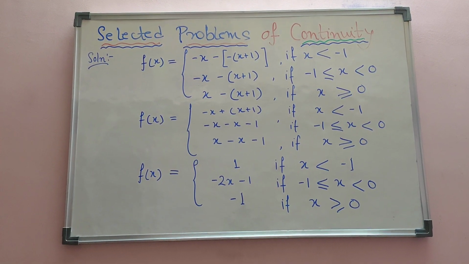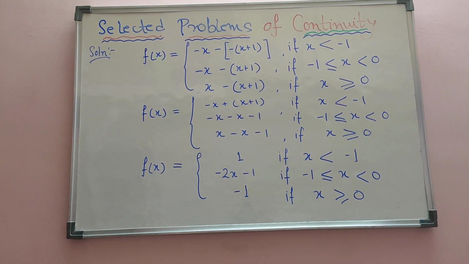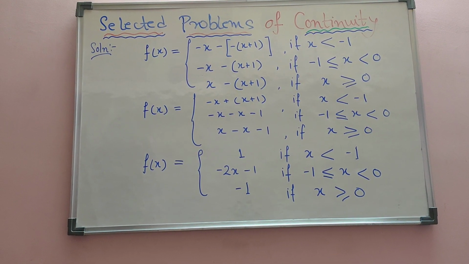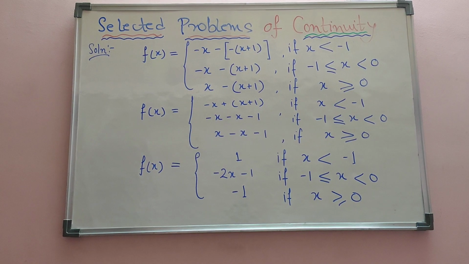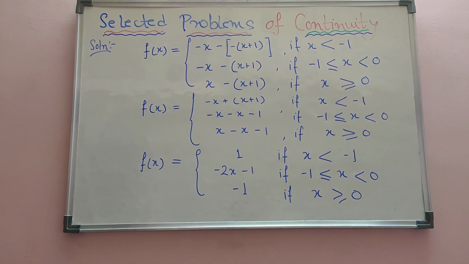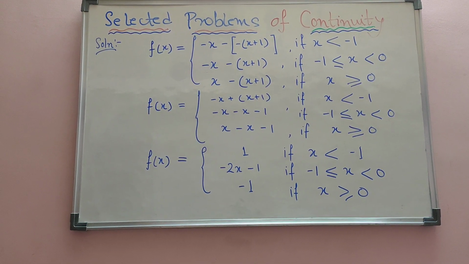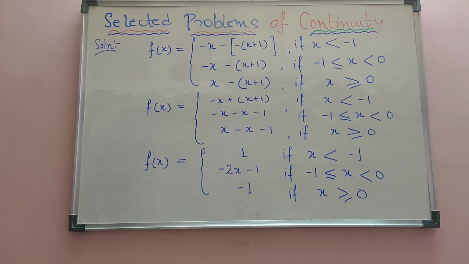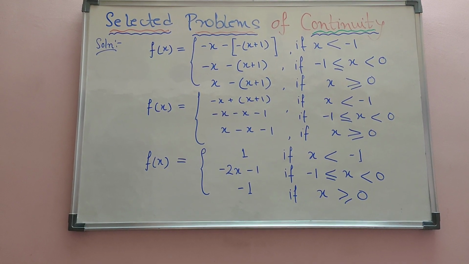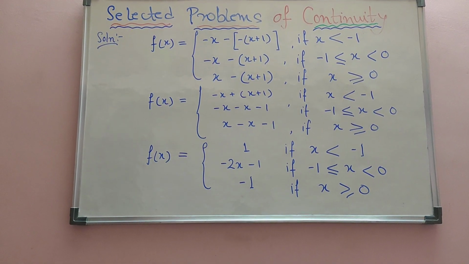The third case becomes, after removing the mod, x minus x plus 1, because we are taking the interval x greater than or equal to 0. So we are taking the value of x positive. So you know that whenever we take the value positive, then on removing the mod, it will just be the plus sign. Now we will simplify the given equations.